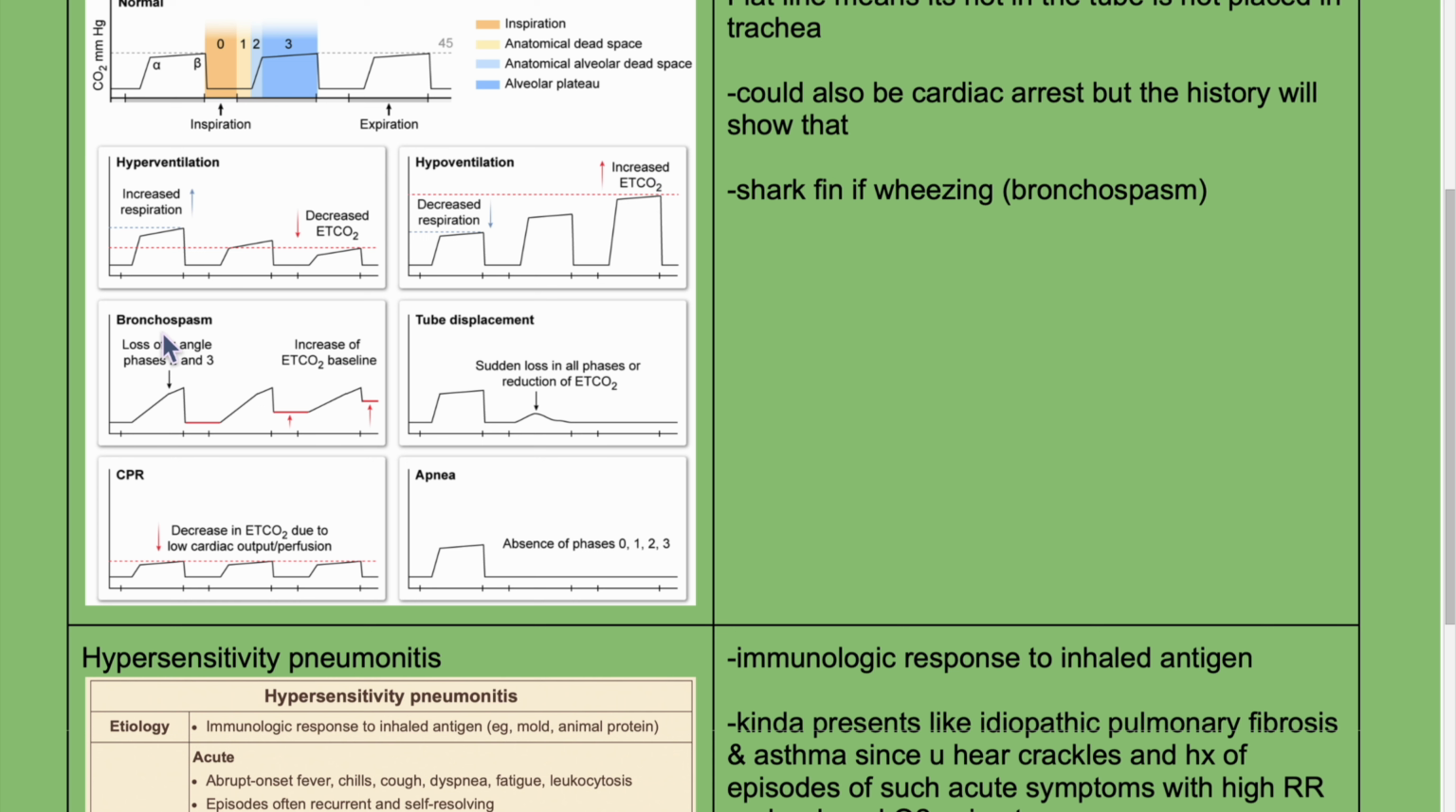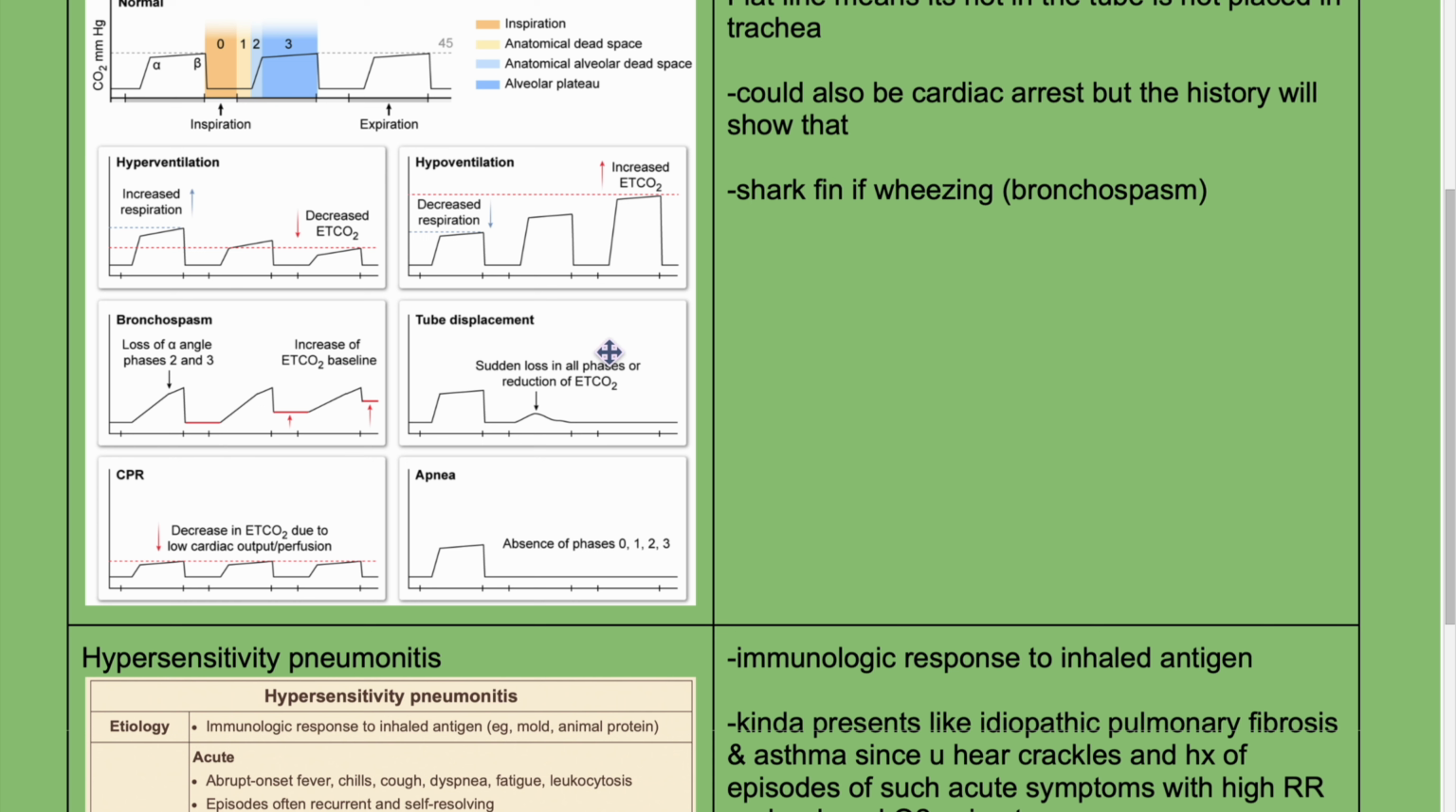Bronchospasm is a weird pattern. It's called a shark fin pattern. Shark fin is for wheezing and bronchospasm. There is a loss of alpha angle, and phases 2 and 3 as well. So this is shorter.